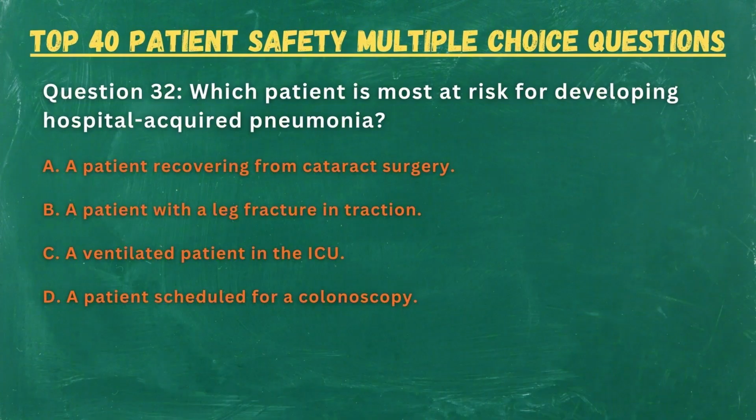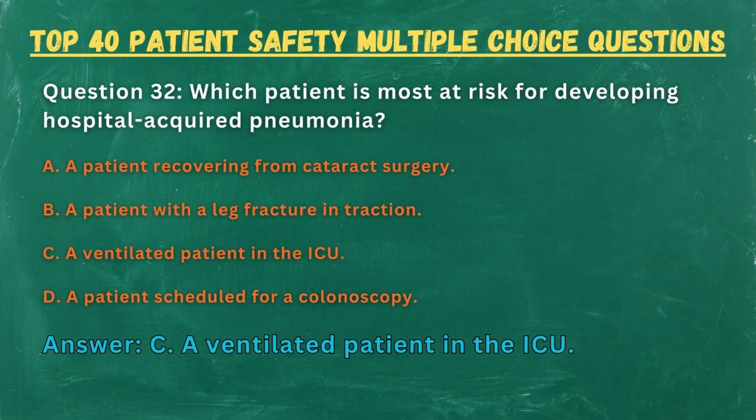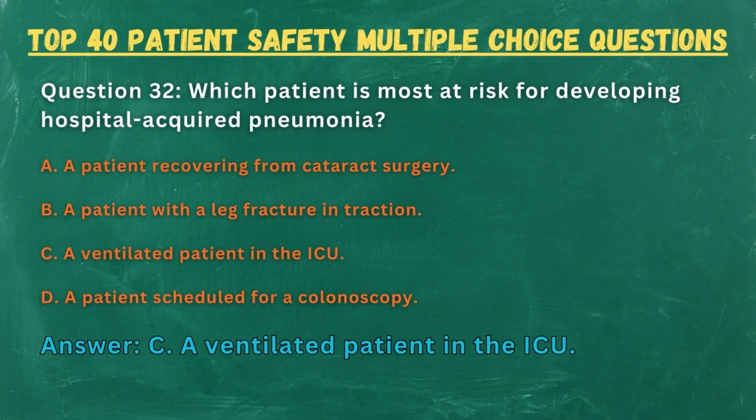Question 32. Which patient is most at risk for developing hospital-acquired pneumonia? A. A patient recovering from cataract surgery. B. A patient with a leg fracture and traction. C. A ventilated patient in the ICU. D. A patient scheduled for a colonoscopy. Answer. C. A ventilated patient in the ICU.